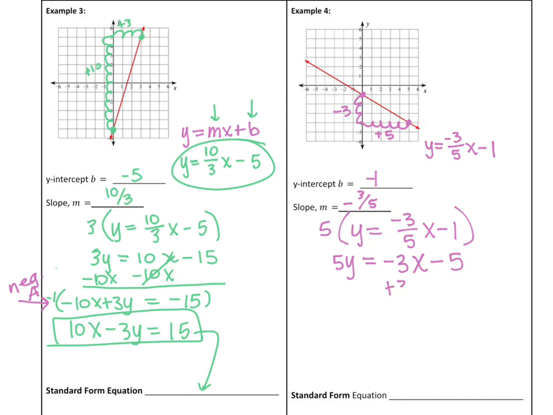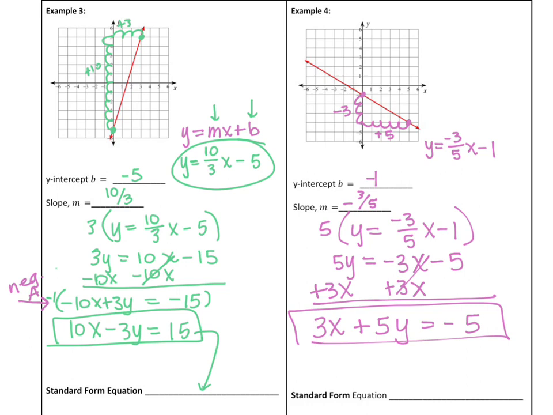Add my ax to each side, because it was negative already. And I have 3x plus 5y equals -5. My a value is positive, so that's my final answer.